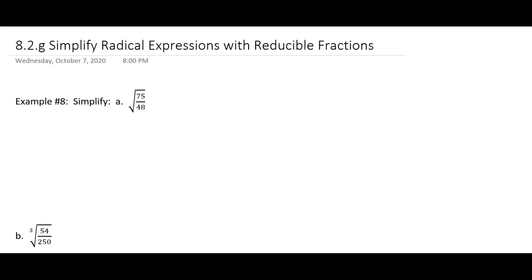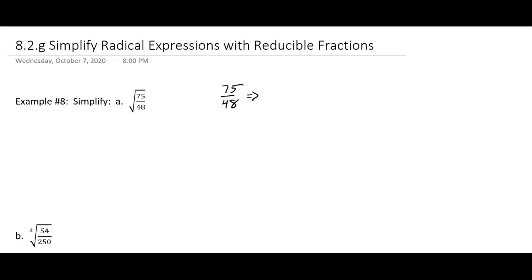Okay, so now we have a fraction under the radical sign. And that's okay. We're going to have a rule for it in the next video. But for now, we're just going to work with the fraction. So I'm thinking about 75 over 48. And that will actually simplify, right?